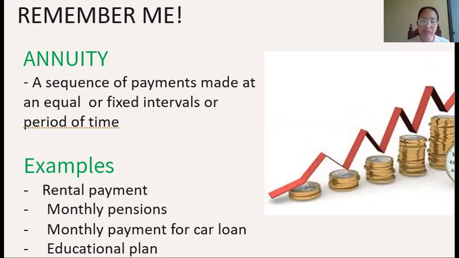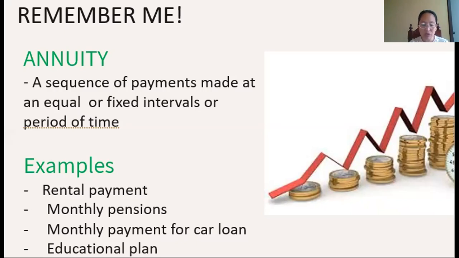So katulad din po ng rental payment. You know naman what a rental payment is. It can be monthly, it can be quarterly depending on the contract, kumbaga. Same with monthly pension. Kaya nga sinabi siyang monthly pension, so buwan-buwan pumapasok yan. And then monthly payment for a car loan. Kapag kayo ay may car loan sa banko or any financing company, it's a monthly basis na pagbabayad. And that is an example of an annuity.